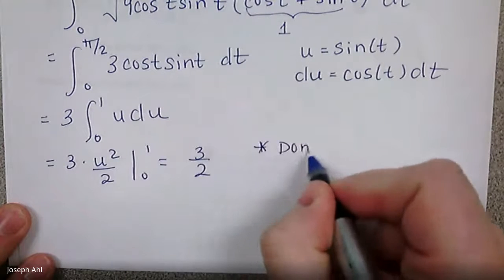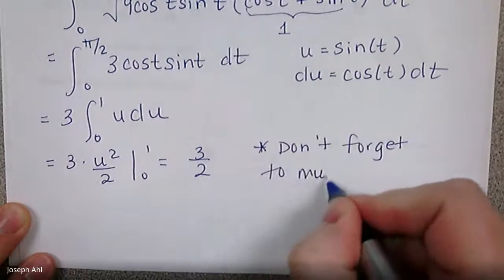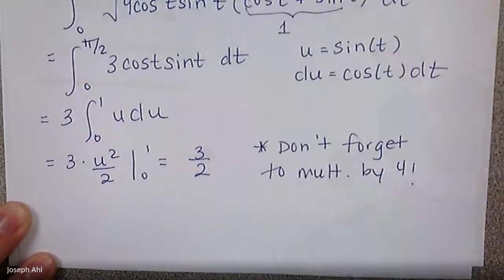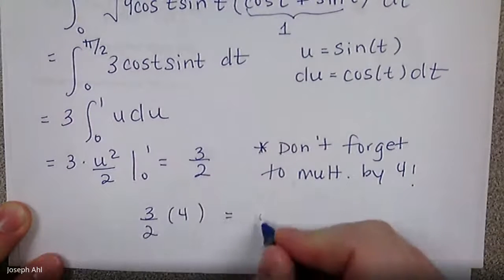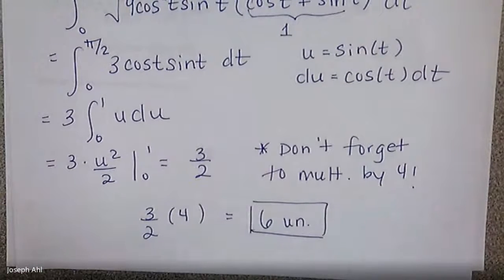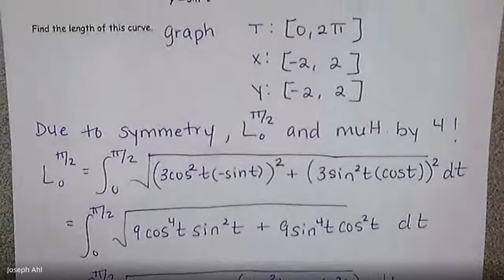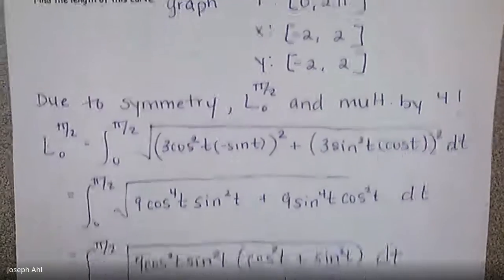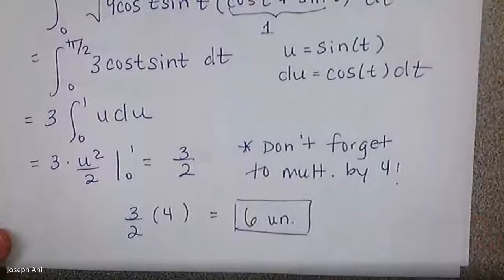Okay. However, we've done this wonderful work, but don't forget from the beginning to multiply by 4, because we decided this is only a quarter of the curve. So therefore 3 halves times 4 would be a total arc length of 6 units. Okay, and I think that's pretty neat that we have a derivation for how to find parametric arc length, and because of some symmetry in this case, we can go through this process, use some good trig identities, and in the end, fairly easily come up with that arc length right here.